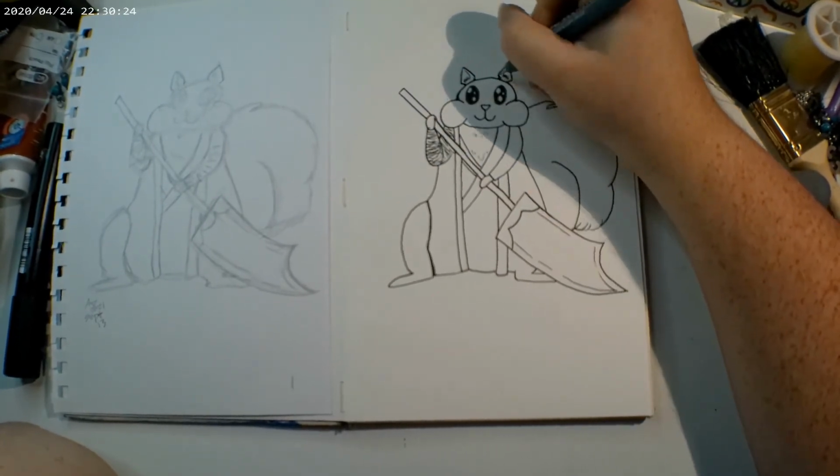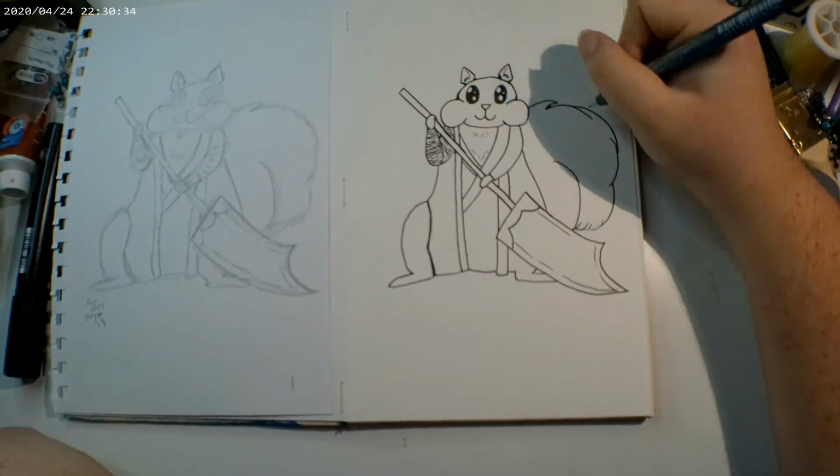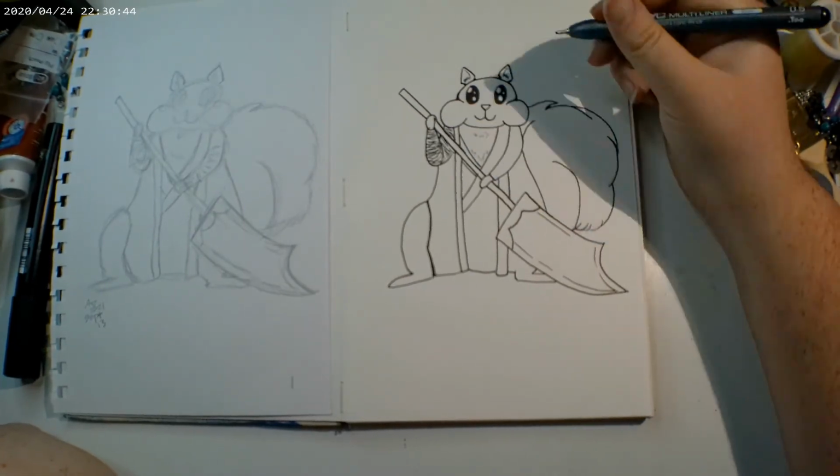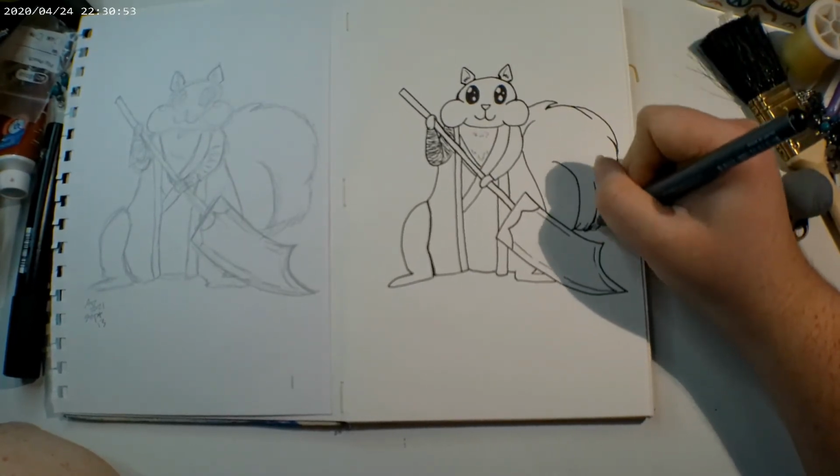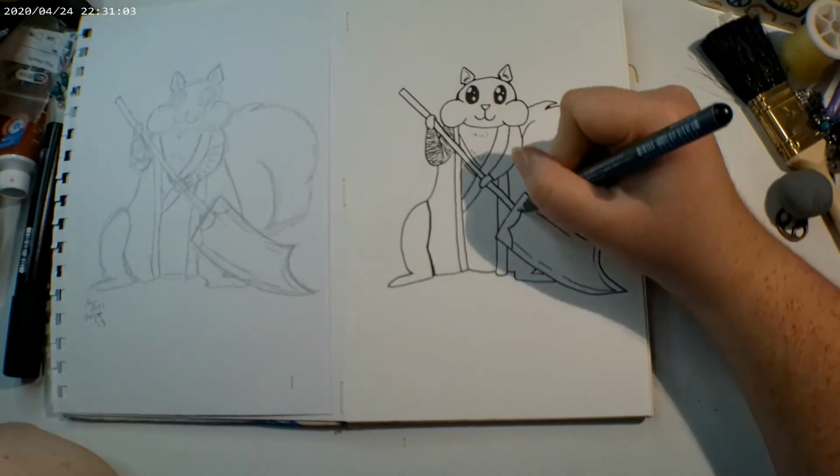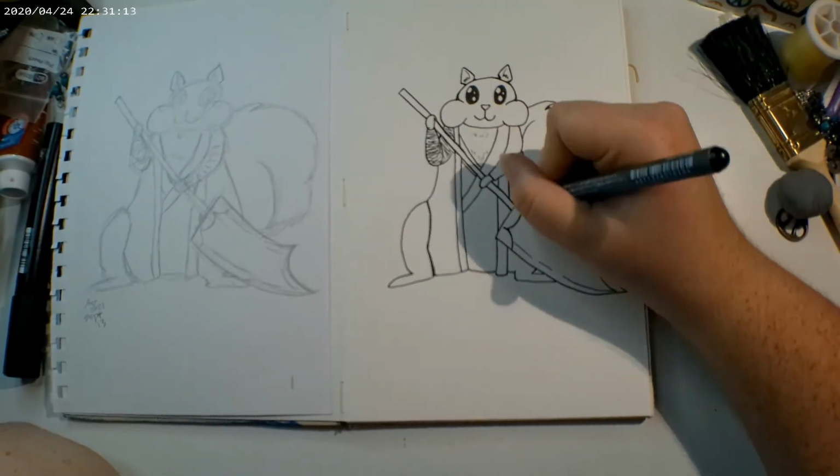So I will continue to share as I draw and share techniques that I use while I continue this Inktober challenge. I hope you continue it too.